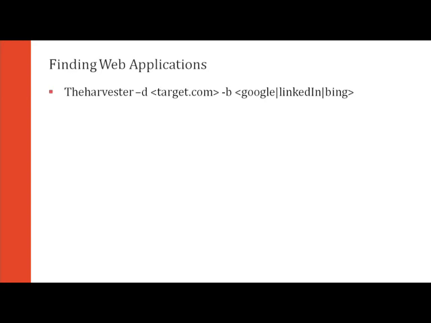Basically what you are going to do is say -d, which is an option, and the target domain, whatever domain you want, and then you're going to mention the engine that you want to use. It can be Google, LinkedIn, Bing, or all of them. And it's going to start looping through the internet and try to find all information about that specific domain.